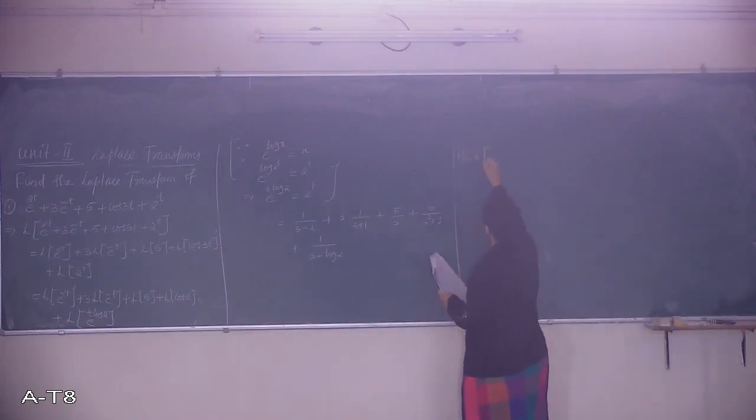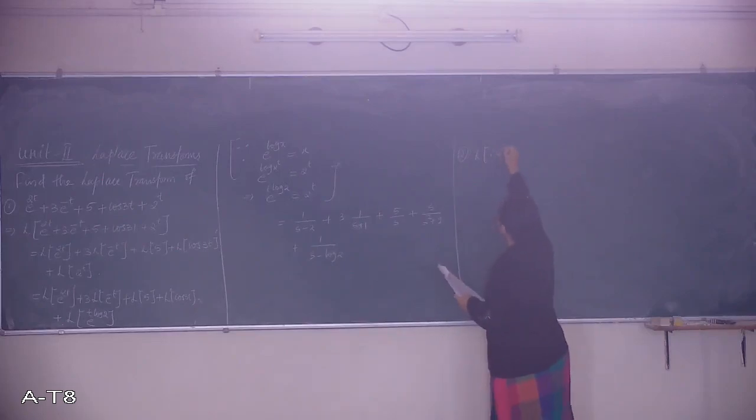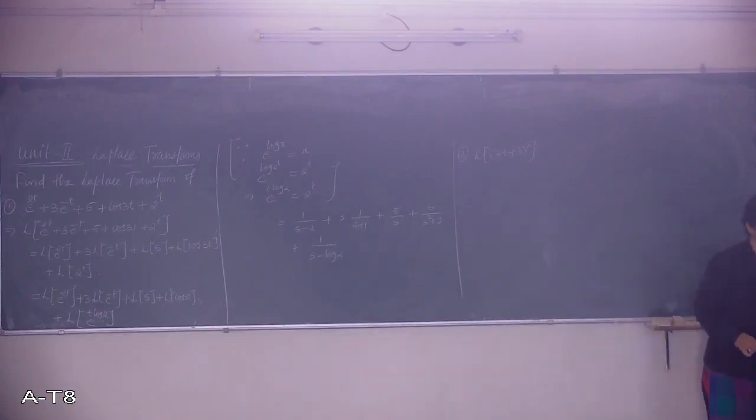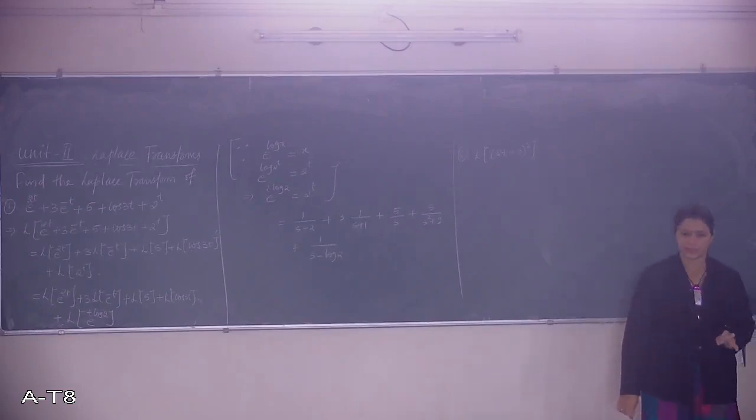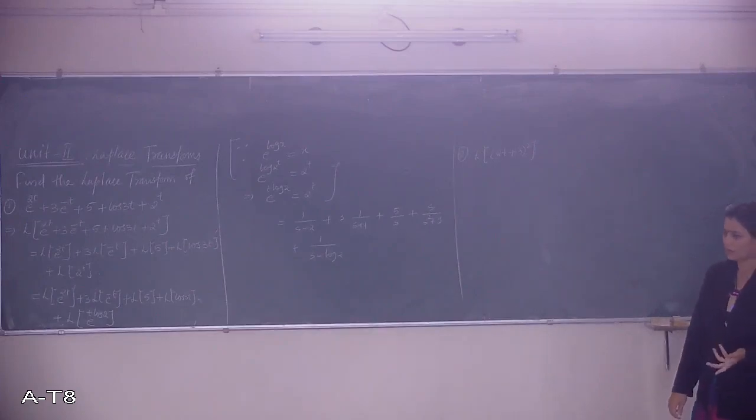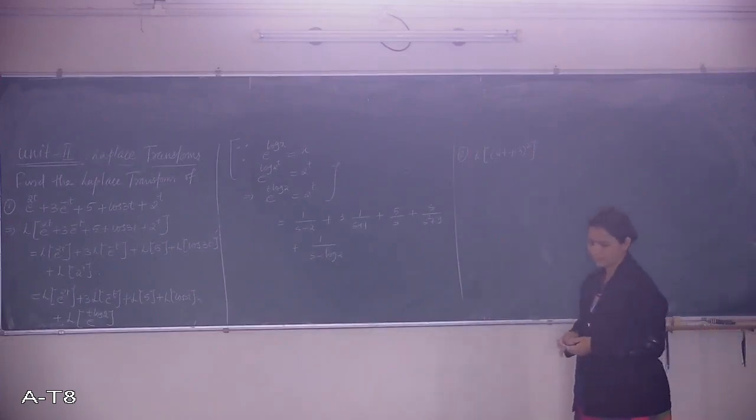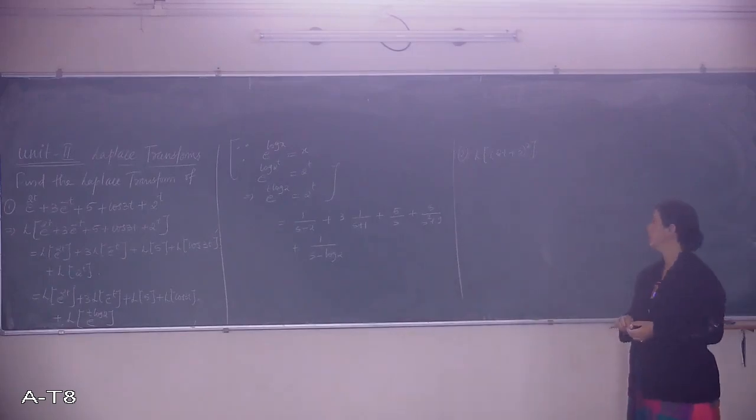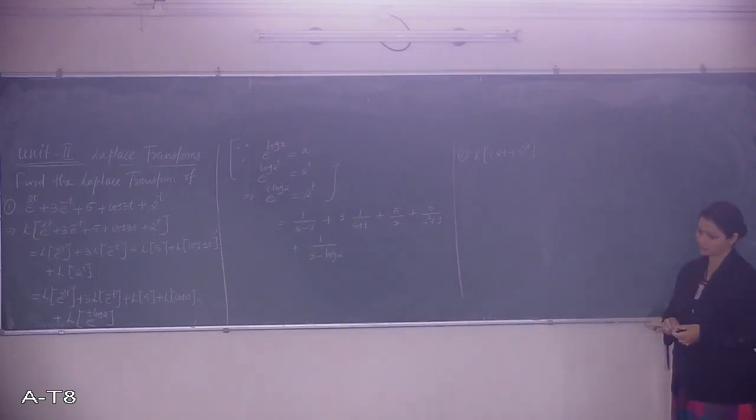Now next, take an example: find Laplace transform of 2t plus 3 bracket square. Next is Laplace transform of 2t plus 3 bracket square. Now how do you solve this? How do you apply the Laplace transform to this function? It is a function of t, right? So first what are you going to do?